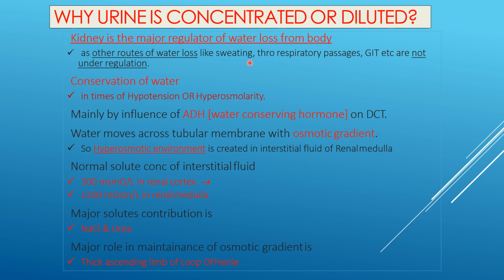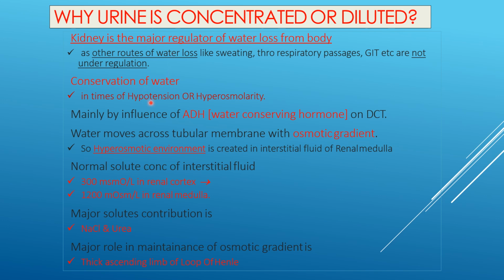So why is urine concentrated or diluted? What is the importance of urine concentration or dilution? The kidney is the major regulator of water loss from the body, as other routes of water loss like sweating, respiratory passages, and GIT are not under regulation. So the kidney is the major regulator of water loss from the body.